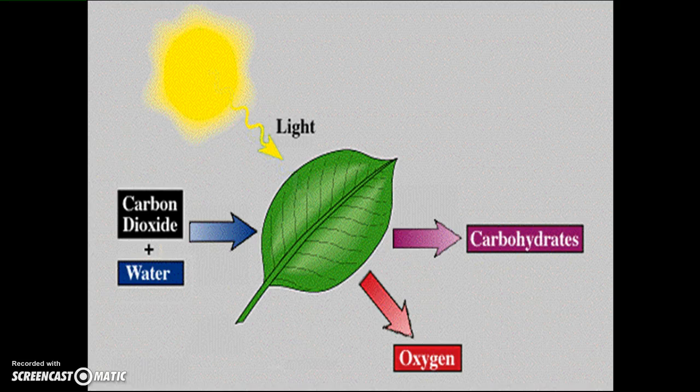Here's a basic schematic for photosynthesis, just a basic diagram. As you can see, carbon dioxide is combined with water in the leaf, you add the light energy, and the products are oxygen and carbohydrates.